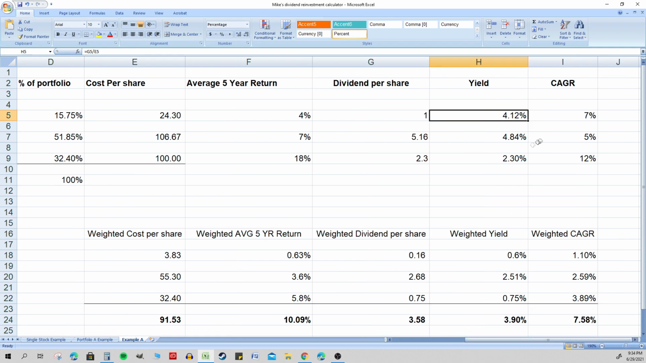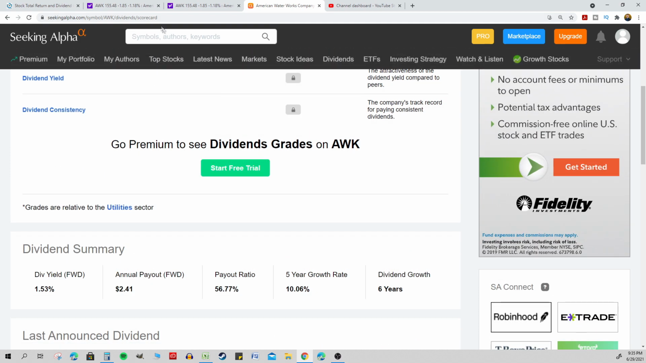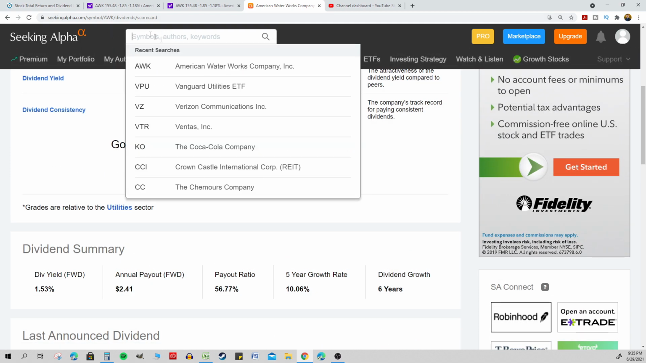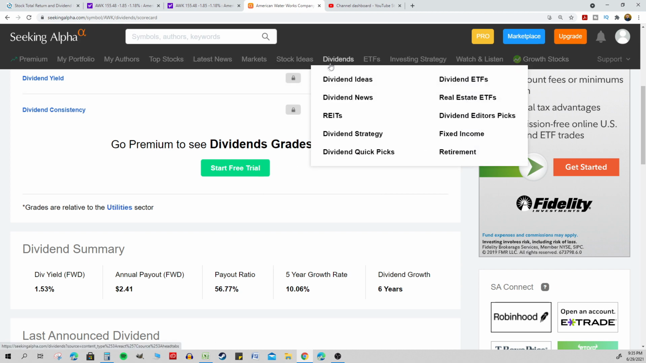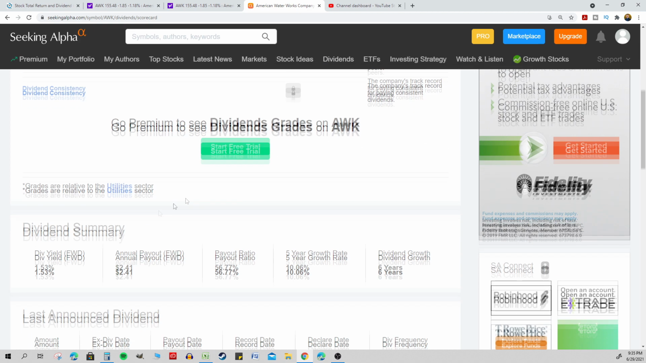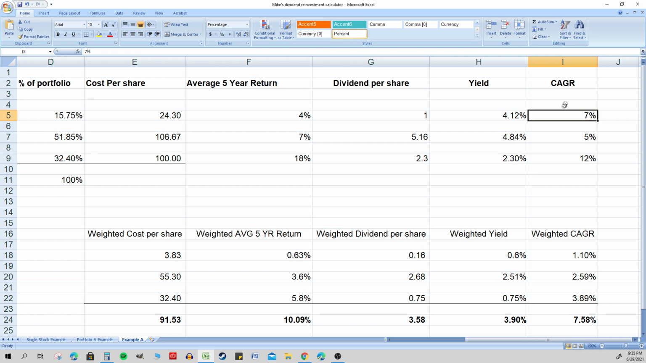Then the compounding dividend growth rate, remember, I like to use Seeking Alpha for that. I totally recommend Seeking Alpha. Remember, you're just going to go to the search, the ticker symbol here in Seeking Alpha, and then go to the dividends tab, dividends right here, and scroll down to dividend summary, and it will tell you what the 5-year CAGR is, or the compounding annual dividend growth rate. That's what it will show you, and that's where it will provide you the information you need to fill this out. But you can see that's time consuming, right?